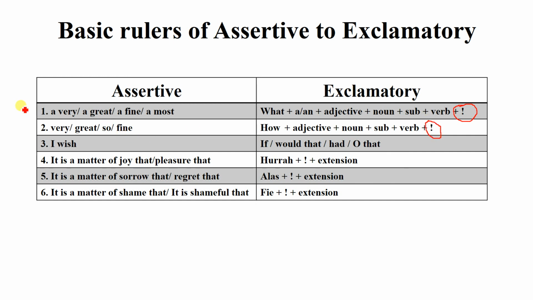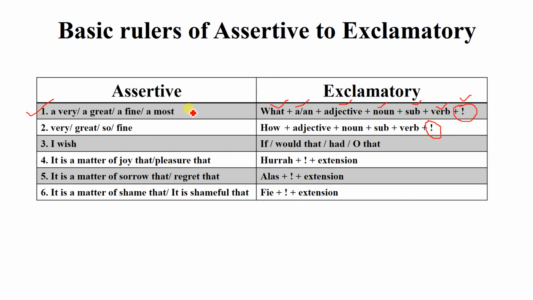Okay, so if any statement contains a great, a fine, a most, then the answer will start with what, then a or an, and then adjective. After the adjective, you have to use noun, then subject, and then verb. And last of all, the note of exclamation. Okay, it's number one rule. It's a basic rule. Okay, number two is very great and so fine.